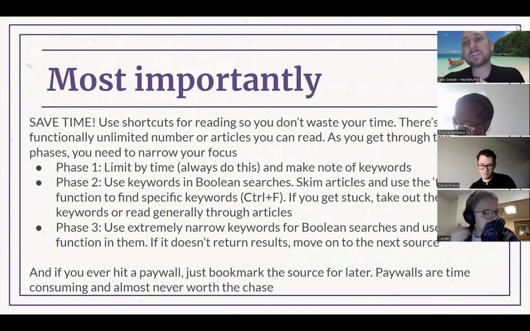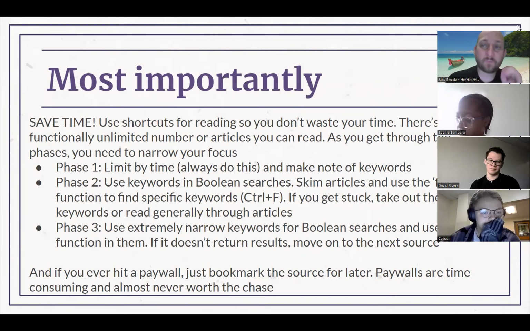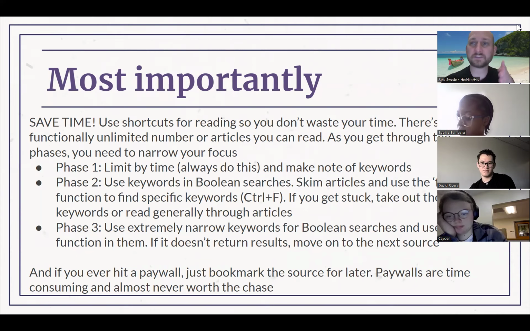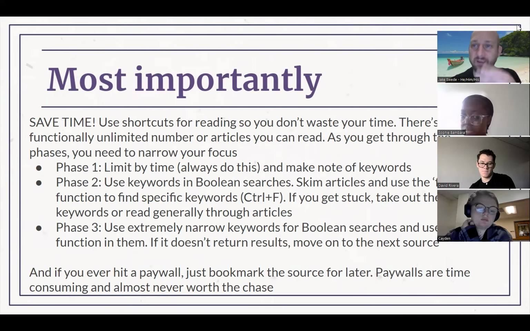So as you get through the phases, here's what I recommend in each phase. In phase 1, you should always be limiting your search results by time. So probably last 3 or 4 years, and then just make note of the keywords that appear in doing that. And then in phase 2, use the keywords in Boolean searches. So once you know what those subtopics are and what you're looking for and the actual terms of art that are used in the research, use those to actually create results.